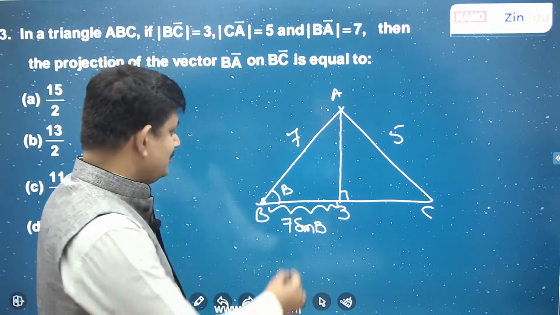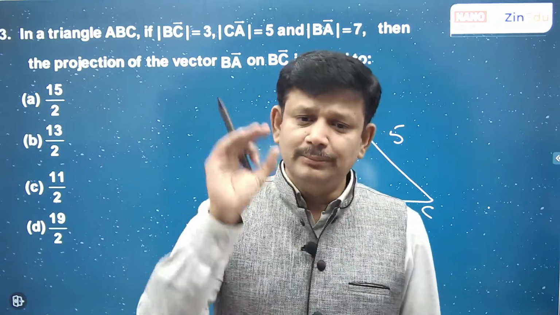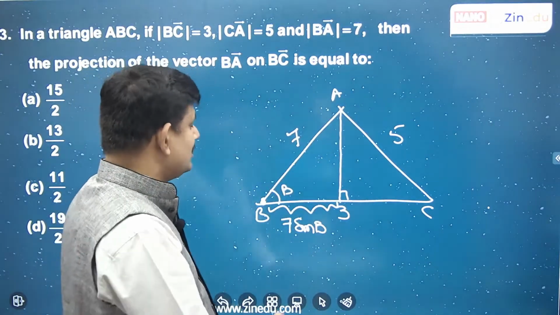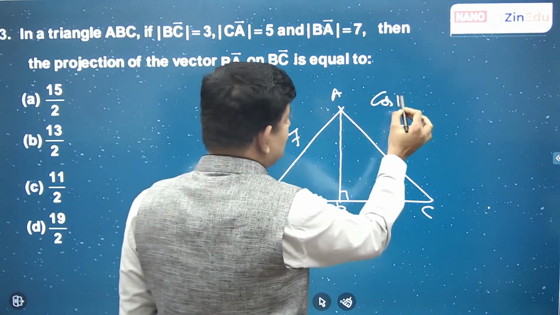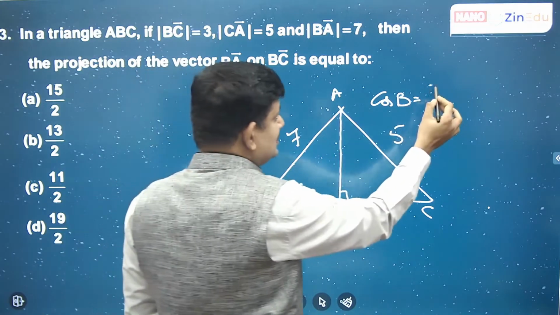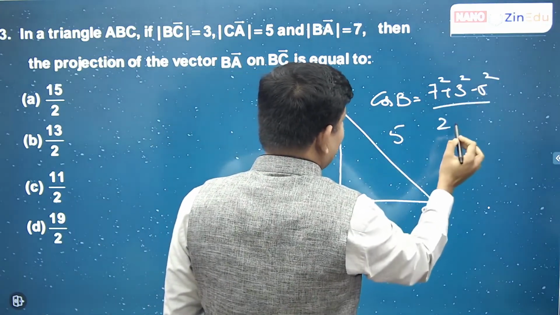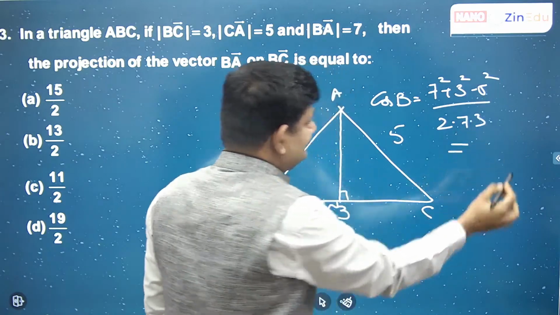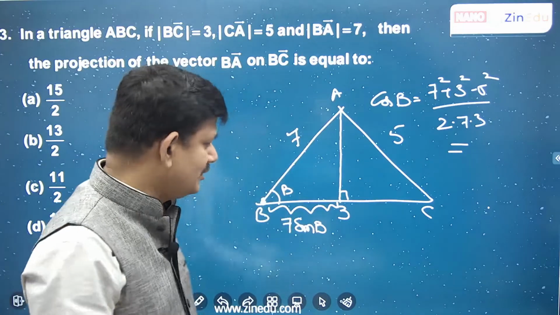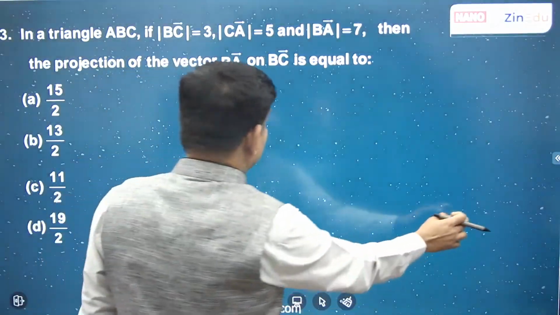How to find sine B? To find angles of a triangle when sides are given, best rule is cosine rule. So, use cosine rule. Cos B is equal to 7 square plus 3 square minus 5 square divided by 2 into 7 into 3. You have cos B, you can find sine B, and you have the answer. So, not at all a complicated question. It's again a very easy question.